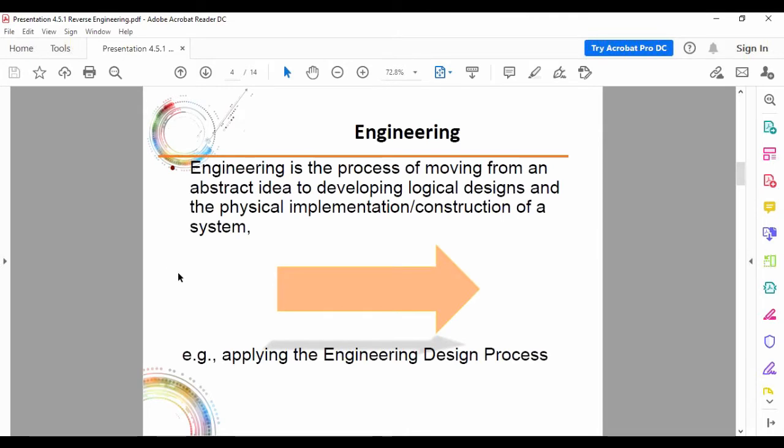So let's think about this in terms of first, what is engineering? Engineering is the process of moving from an idea, an abstract idea, to developing the logical designs and the physical implementation or construction of a system. So it's applying the engineering design process. You're going from the idea to a finished product.